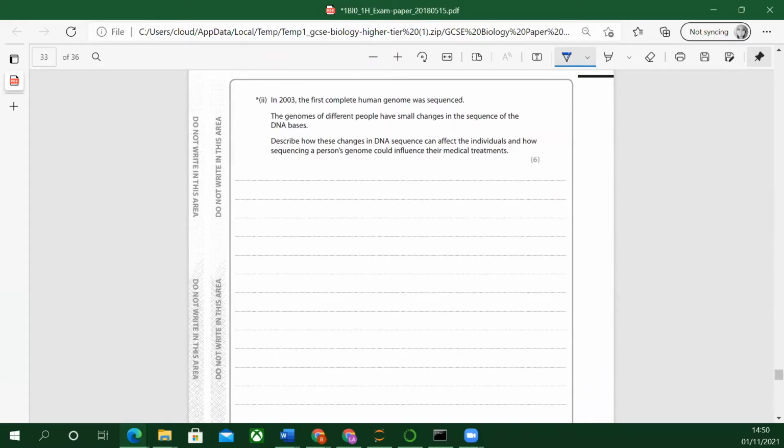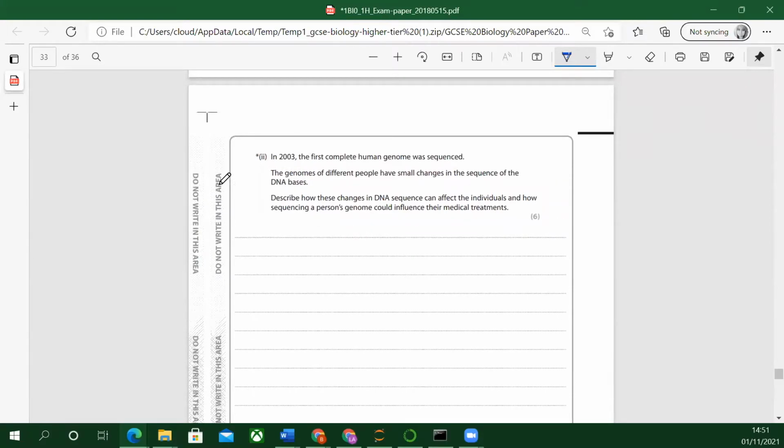Right, so we get into the 6-mark question. The star means that we are going to be marked on our style of writing. So we have to write full sentences for this one. There's 1 mark for comprehension, so you need to show comprehension and how it's read.